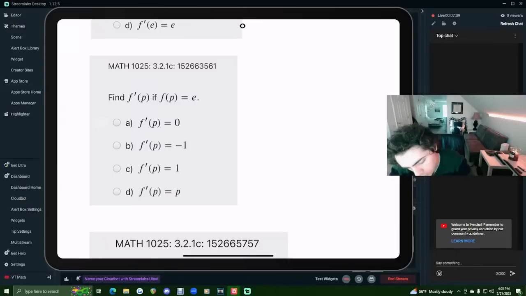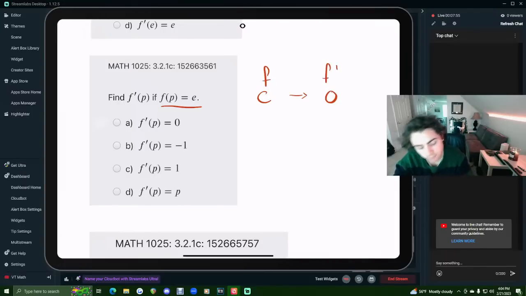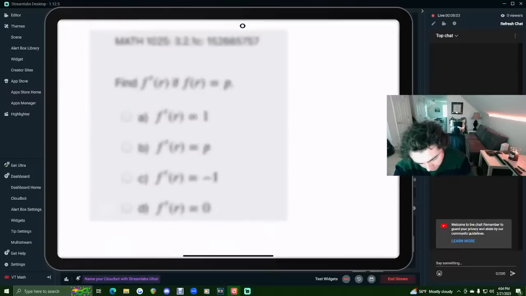Let's do a couple more like these. So this one is f of p equals e. Keep in mind, e is just a number. So this is testing the idea that if you have a function that's just a constant, its derivative will be 0. So f is a constant, f prime is 0, and e is just a constant. So 0 is our derivative of this function.